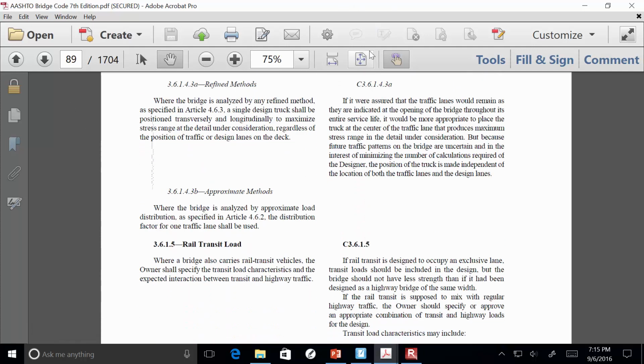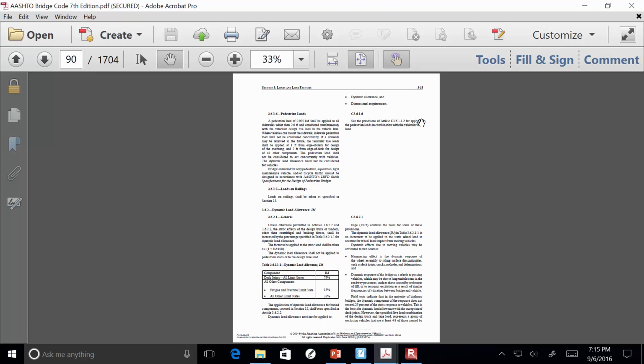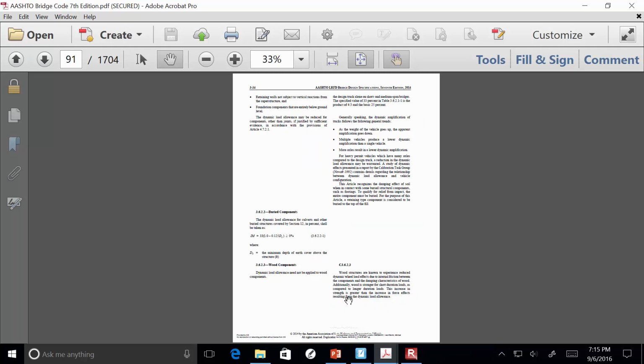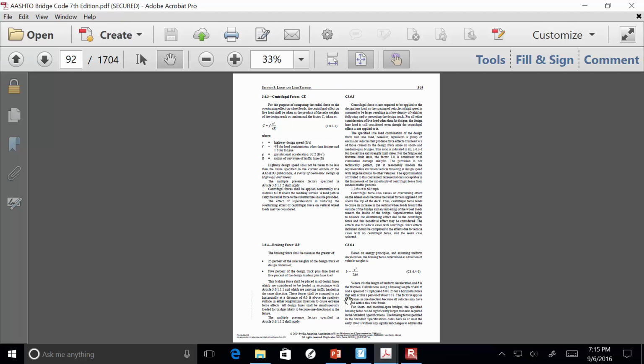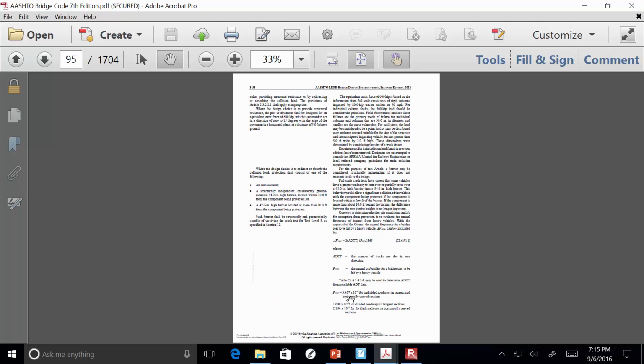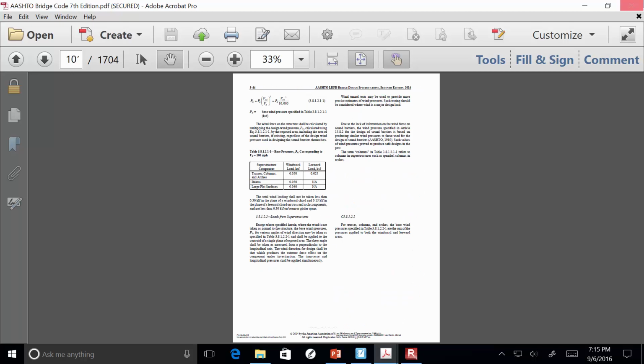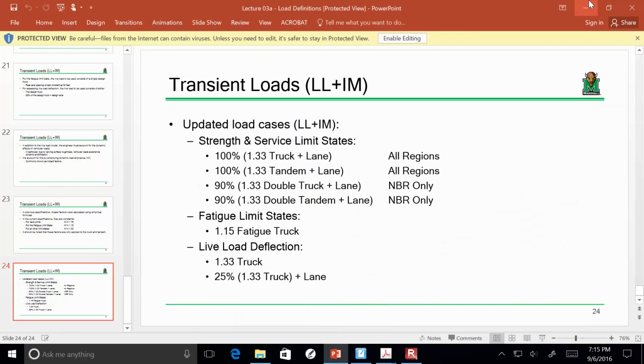Any questions about any of this? I'm not going to get into rail transit or anything like that. We've got our dynamic impact factors that you see on 3-33. That's pretty much all I really need to talk about for the purposes of our discussion here. Anybody have any questions about any of these code provisions?